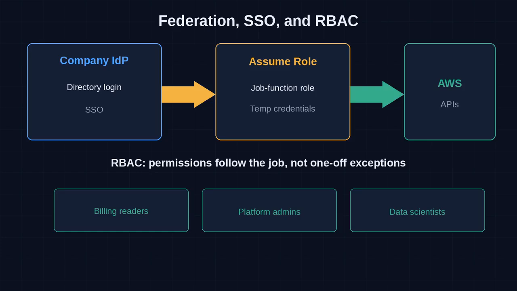None of this replaces the gate logic. Federation still authenticates. RBAC still attaches policies. MFA still hardens sign-in. They are scaling tools on top of the same identity, policy, and evaluate loop. So when you hear we use SSO and RBAC, translate it. Humans prove who they are through the company IDP, assume a role that matches their job, and that role carries the least privilege policy bundle.